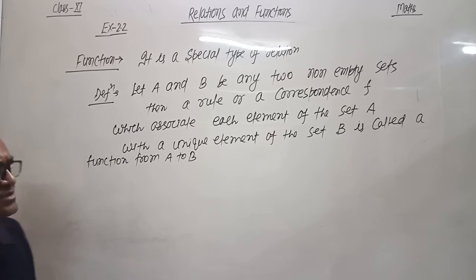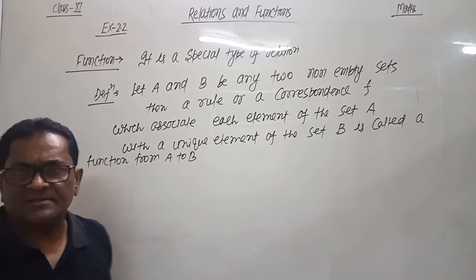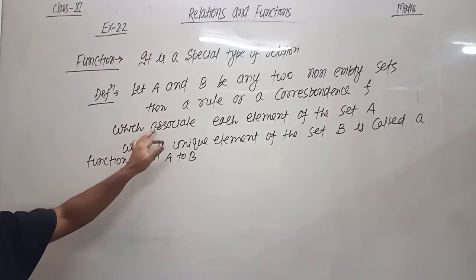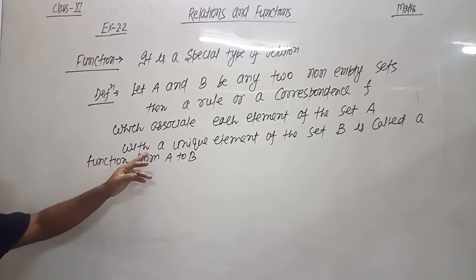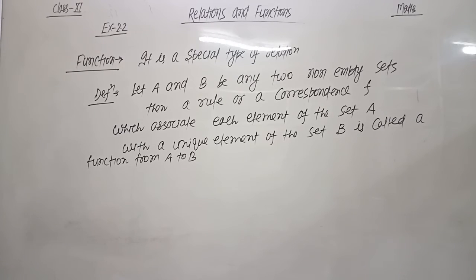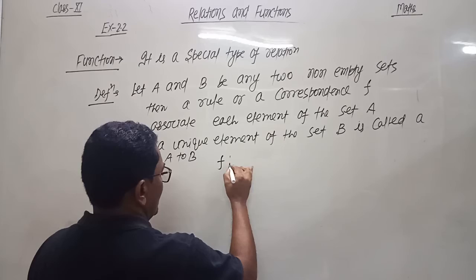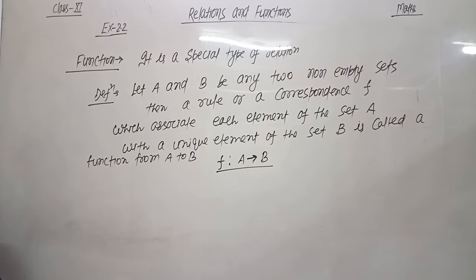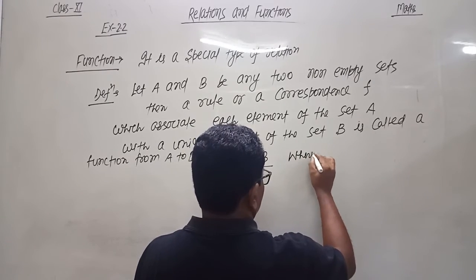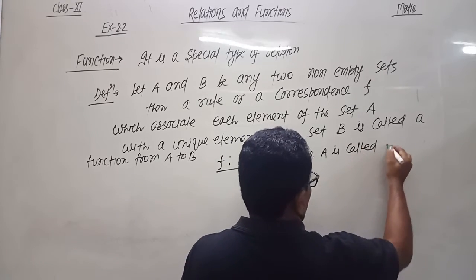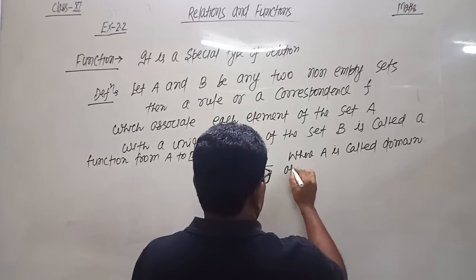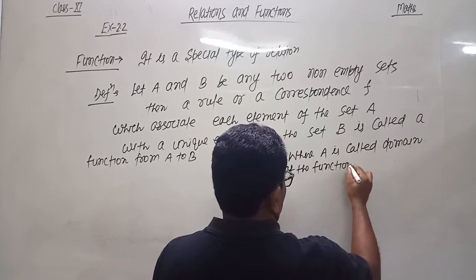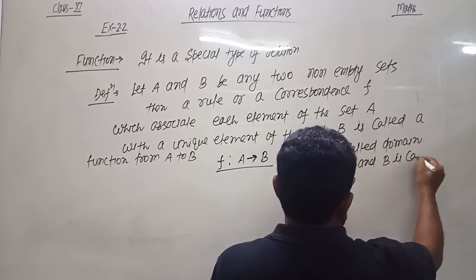Let A and B be two non-empty sets. Then a rule or a correspondence F, the function is represented by F, which associates each element of the set A with a unique element of the set B, is called a function from set A to B. It is represented by F such that A tends to B, where A is called the domain of the function and B is called the codomain.